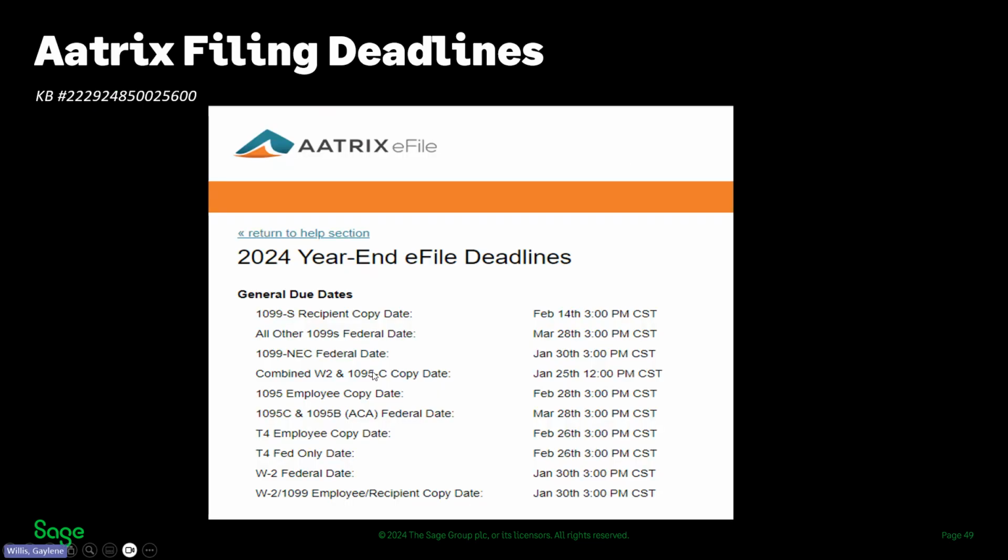Okay, some things to be aware of. Aatrix updates its year-end filing deadlines, and there's a link on the Community Hub to this as well in case there's a change. But as of right now, this is where we are. Okay, now typically they will make 1 or 2 changes by the end of January. Could be that they'll expand things, but be aware of those dates, especially when it comes to W-2s.